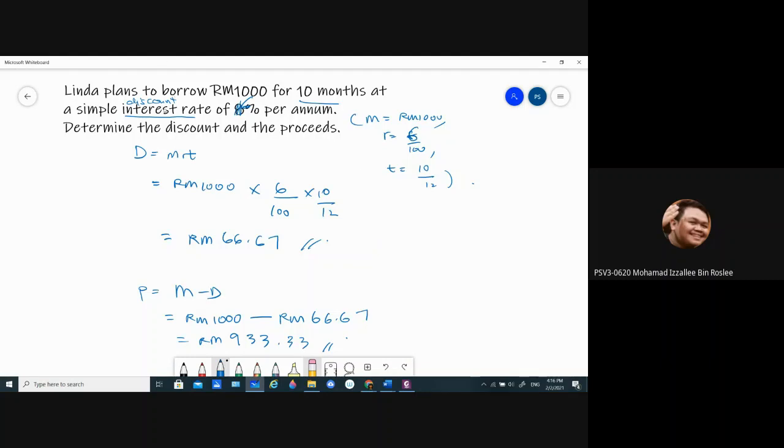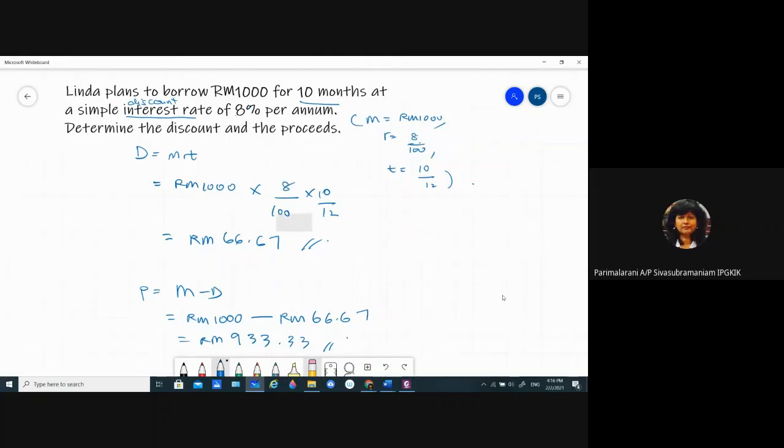Madam, is the calculation wrong? Which part? The D, the answer is 50. Okay, try with 8 and see. I don't know where I made the mistake. Try with 8. 8 is 66.67. Okay, thank you. So it's 8 here then. Thank you for checking that.